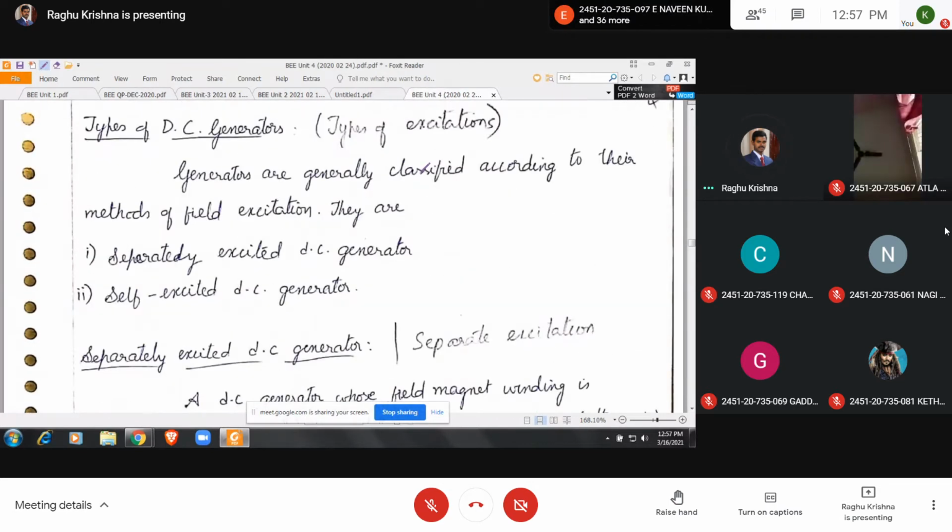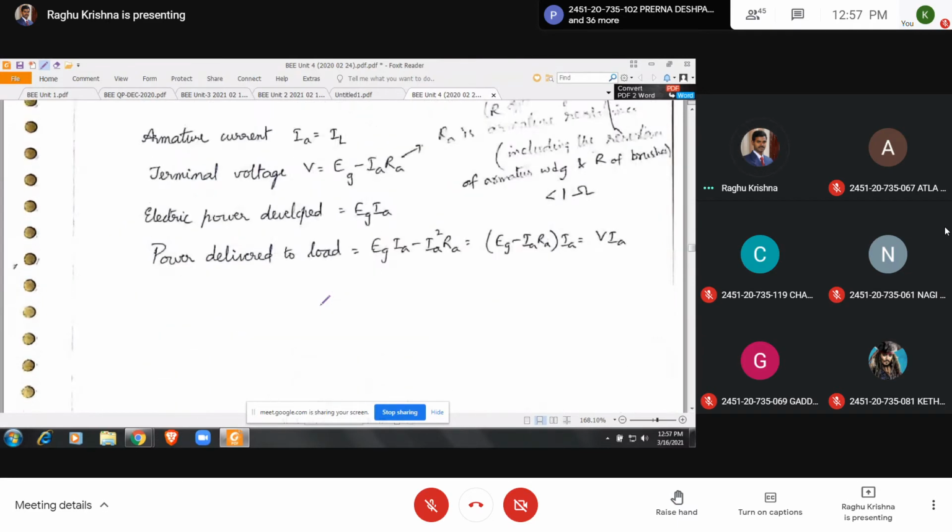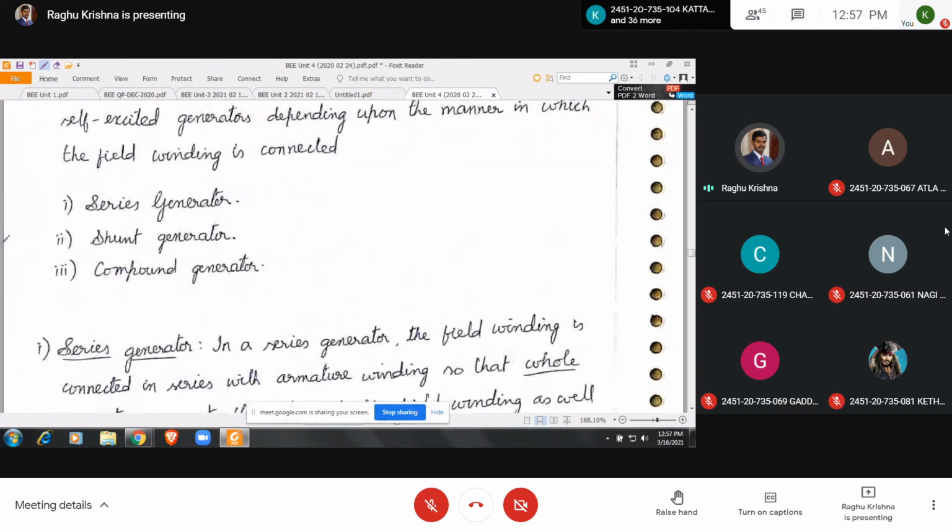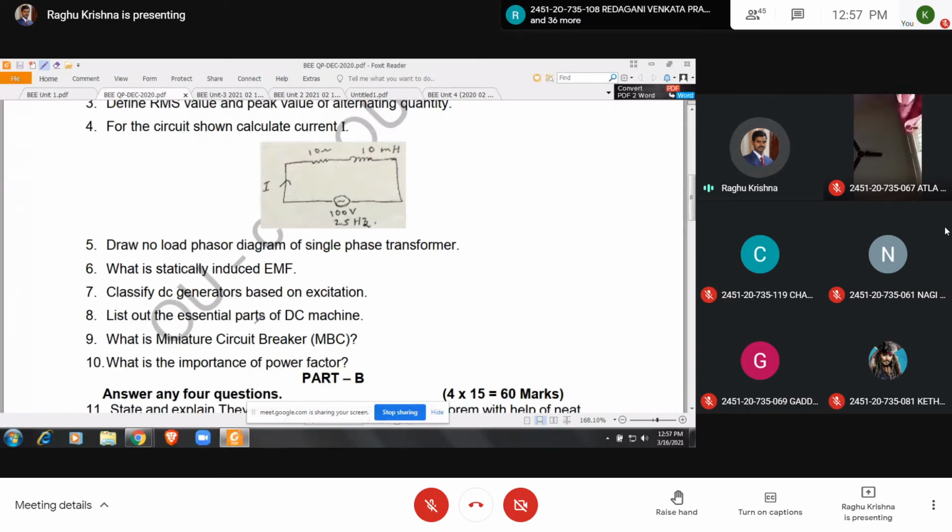Generators are generally classified according to their methods of field excitation. See here, excitation: they are separately excited DC generators and self-excited DC generators. In self-excited DC generators you have again three types. You can write: series generator, shunt generator, compound generator. That is enough. Is it clear? This is also asked frequently: classify the DC generators based on excitation.